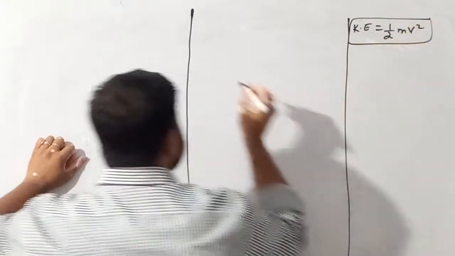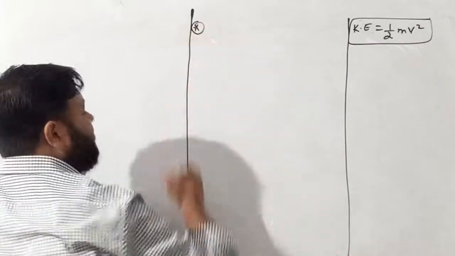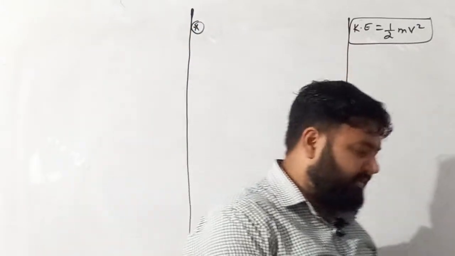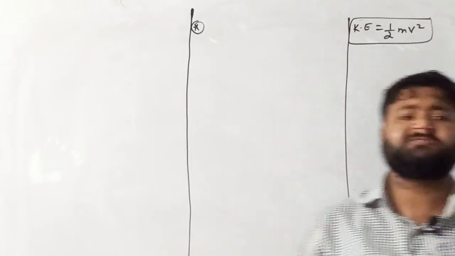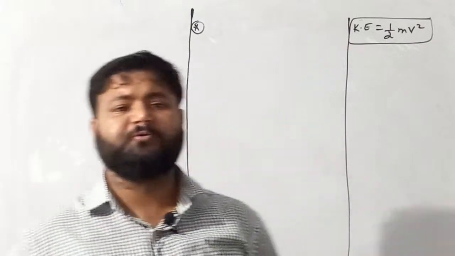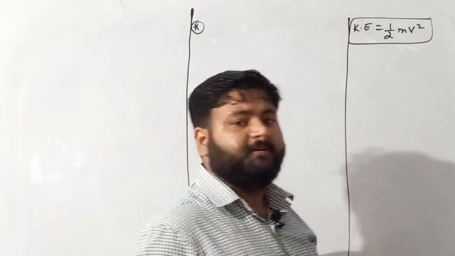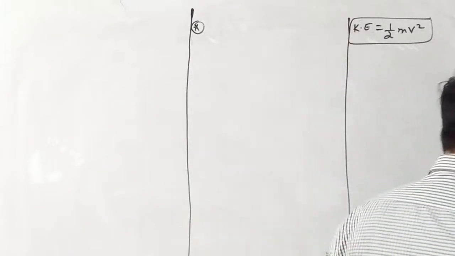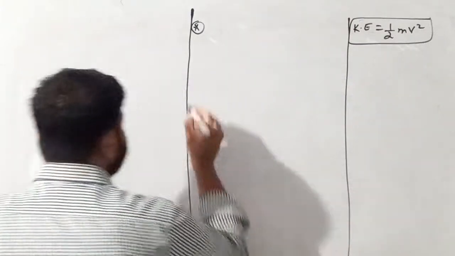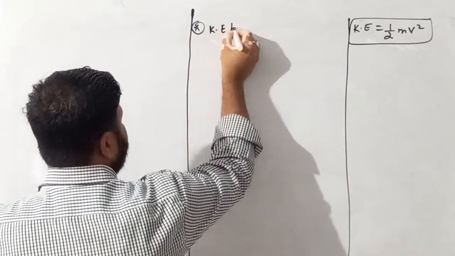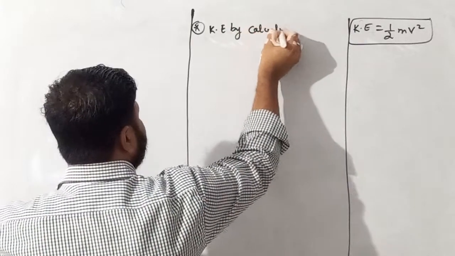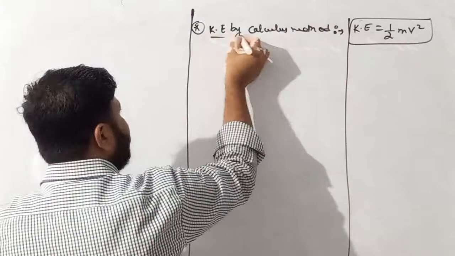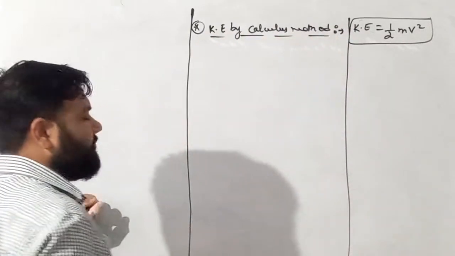Now we'll find the kinetic energy relation with the help of the calculus method. What we proved in the previous class is the traditional method. Now we'll prove the value of kinetic energy by the calculus method. So please write down: kinetic energy by calculus method.